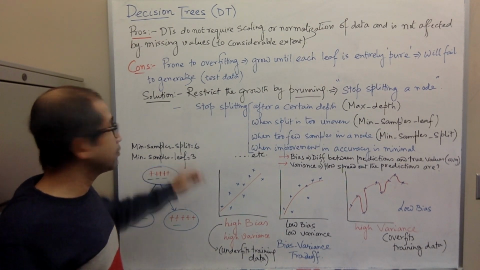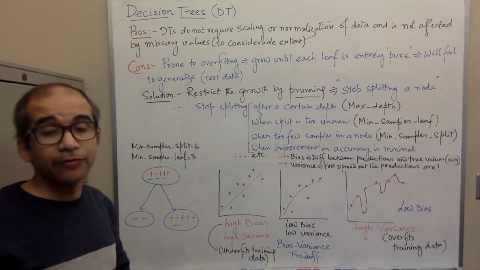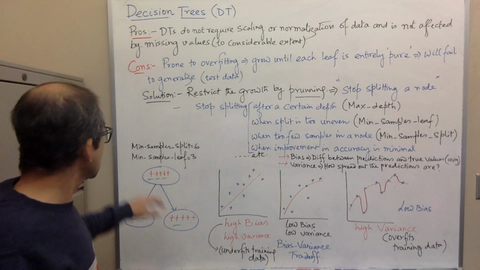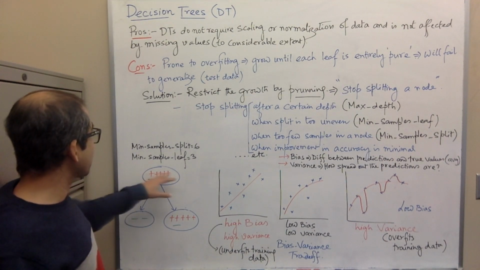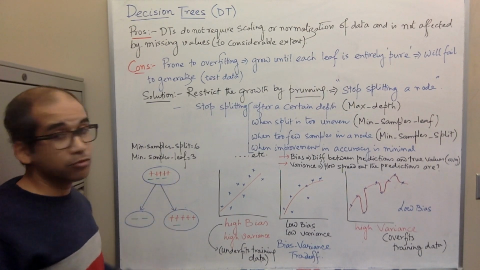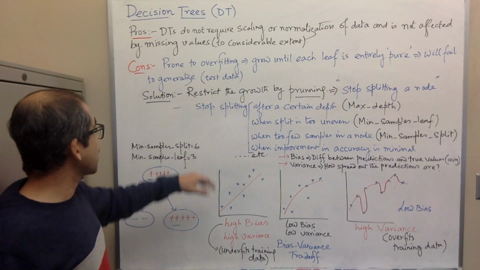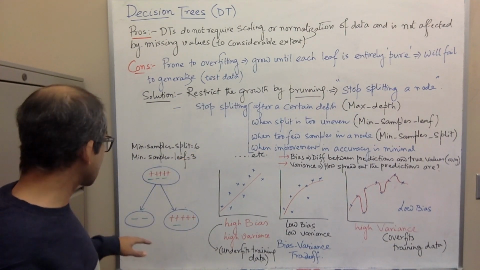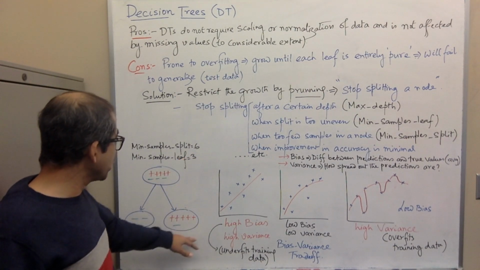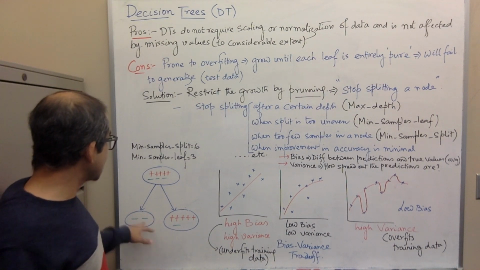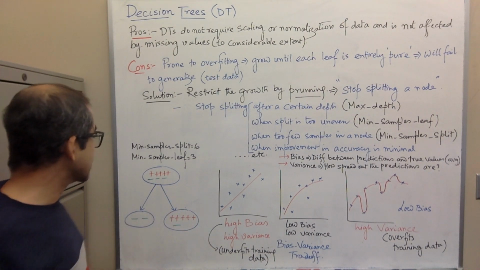And min samples leaf is 3. That means one leaf node should have 3 or more samples. Let's say now this is a node where there are like 5 positive samples and 3 negative samples. So we can split that because this is bigger than this min samples split, which is 6. We can split that, and then we have, on one side 2 samples and on another side 6 samples.